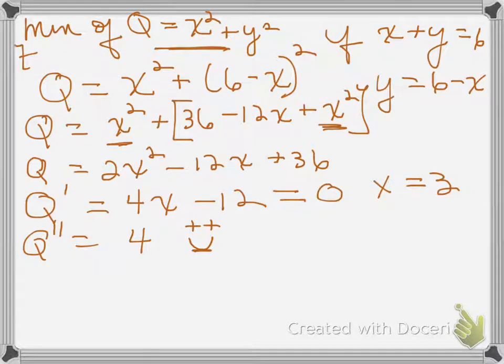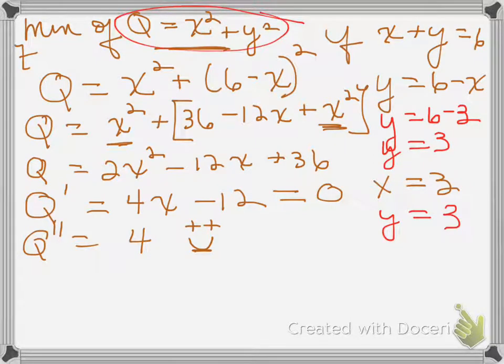Okay, so I have the x critical value of 3. How will I get the y critical value? Well, I can just plug in. So I'm going to change colors again. Right here I had y equals 6 minus x. So 6 minus 3 makes y equal to 3. So y equals 3. Okay, go back up to your original equation, and now let's get our value for q.